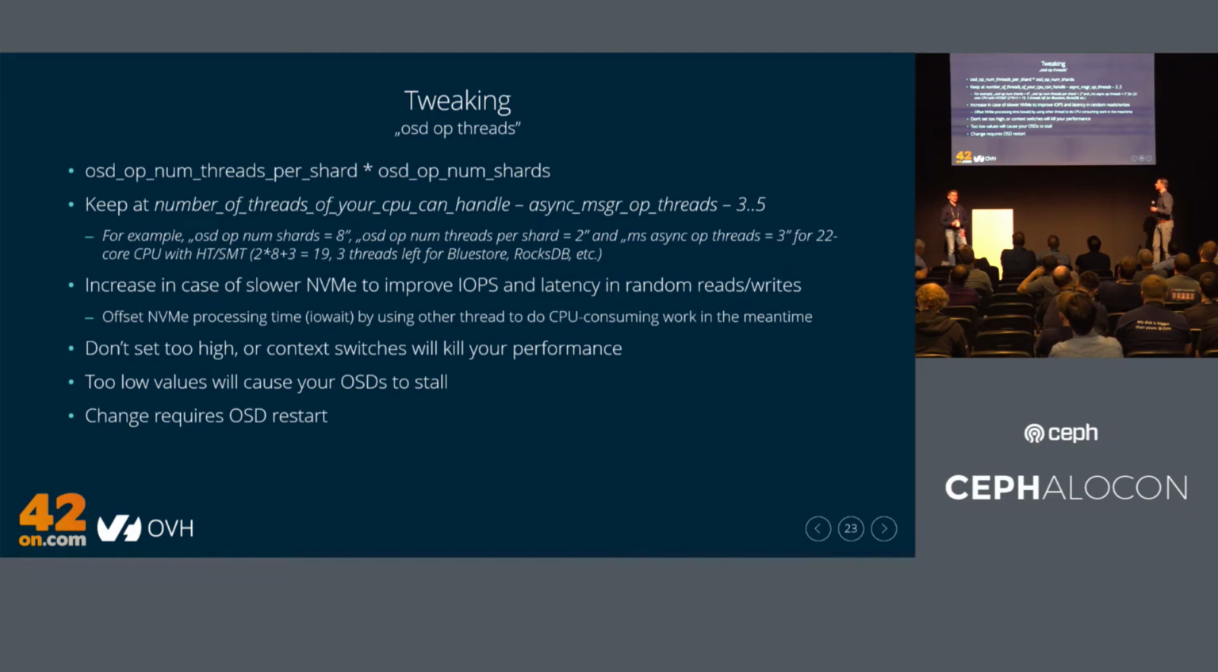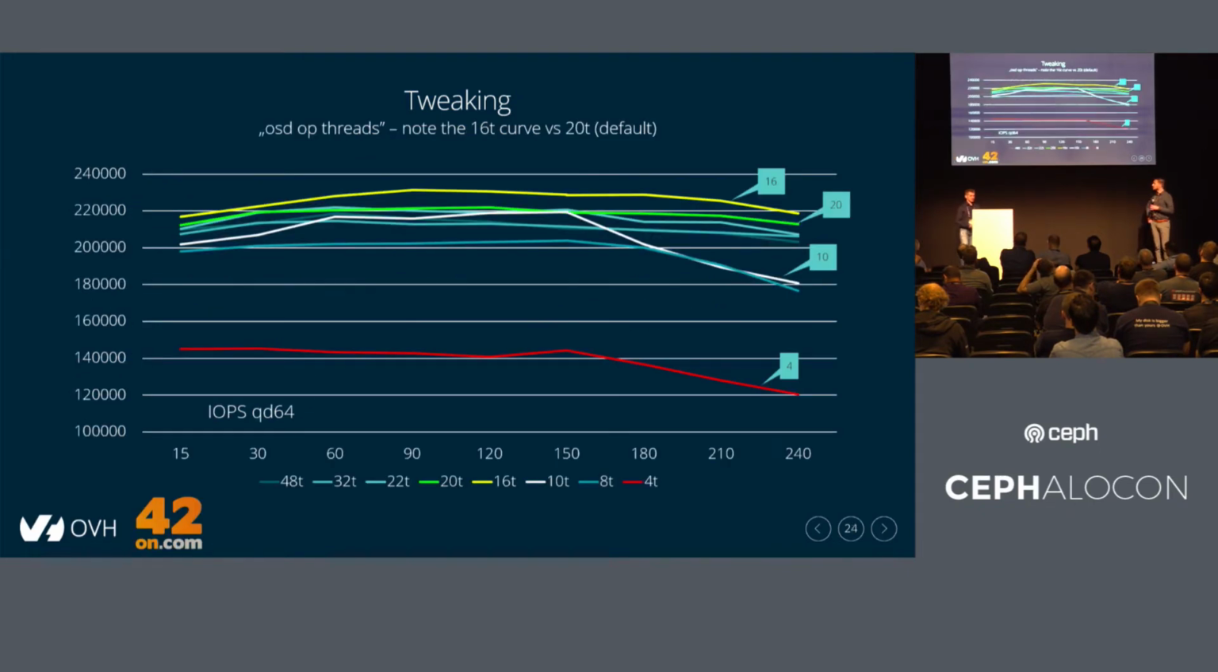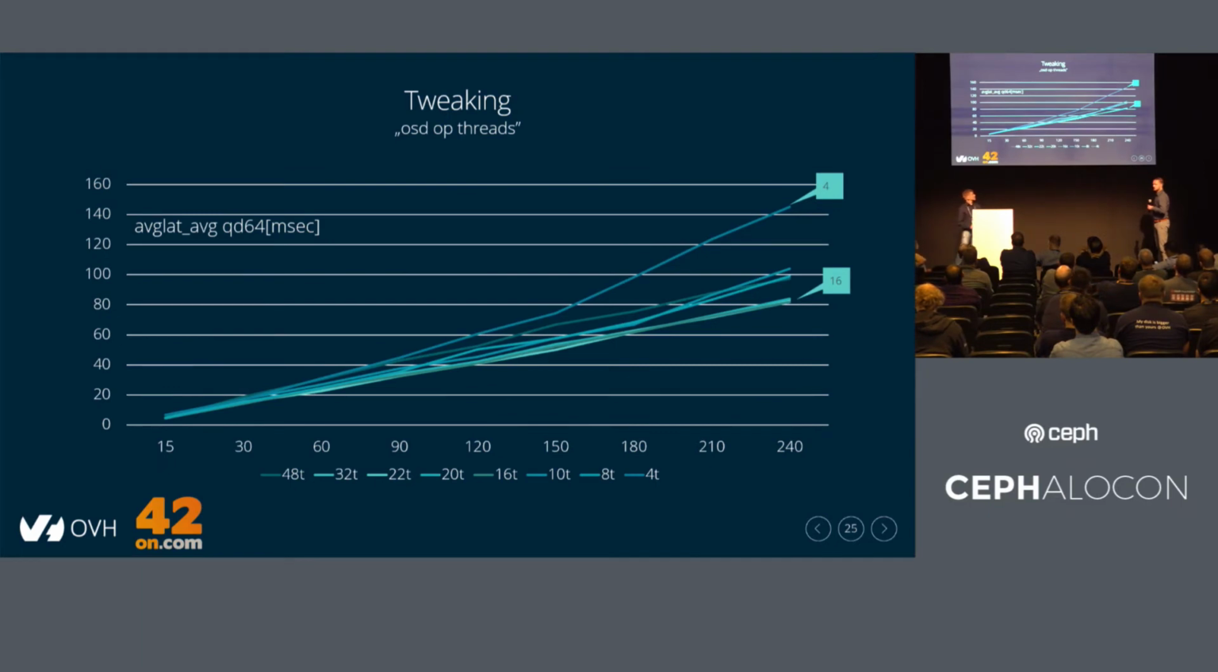If you are using less than the optimal number, your Ceph OSD will wait for an available OSD op thread to process an operation. For example, on one specific CPU, we decreased the default number of OSD op threads from 20 to 16, and we observed, as you can see by the yellow line, a performance increase. As you can see, it's a free upgrade. Speaking of latency, it didn't change much, so it's mostly related to IOPS.